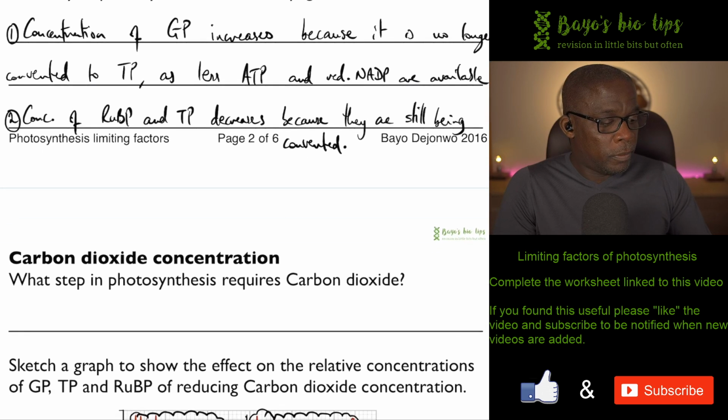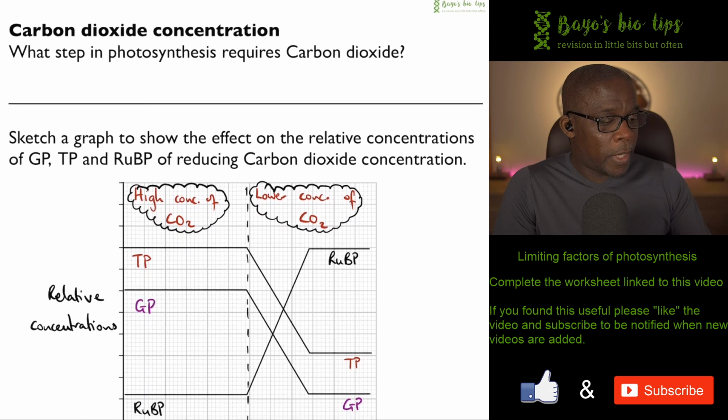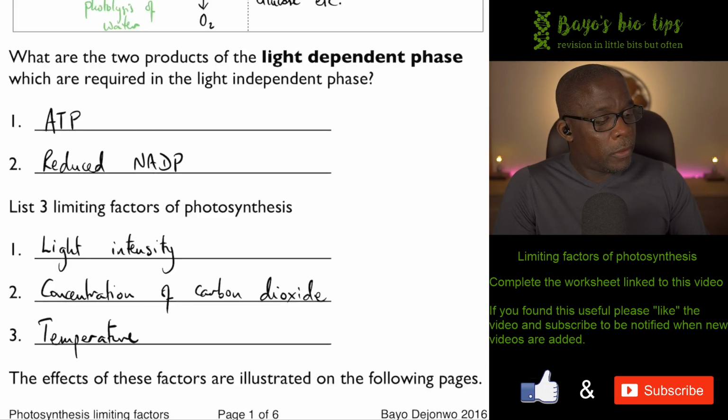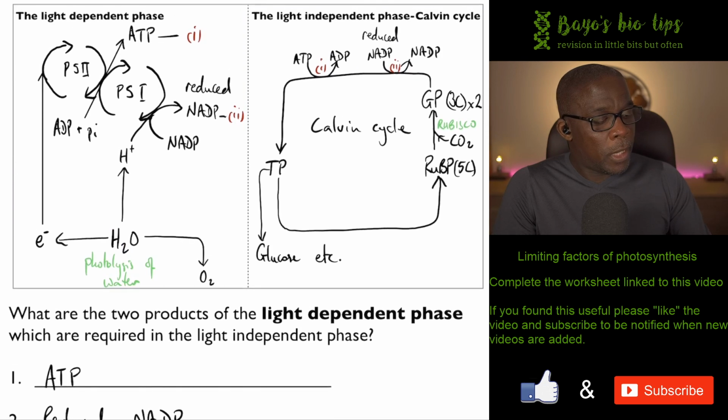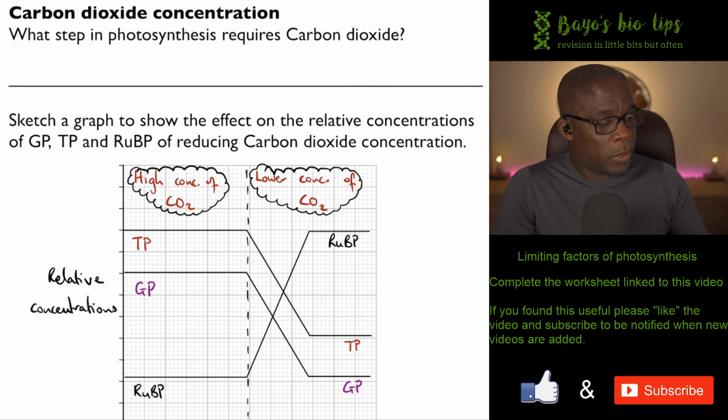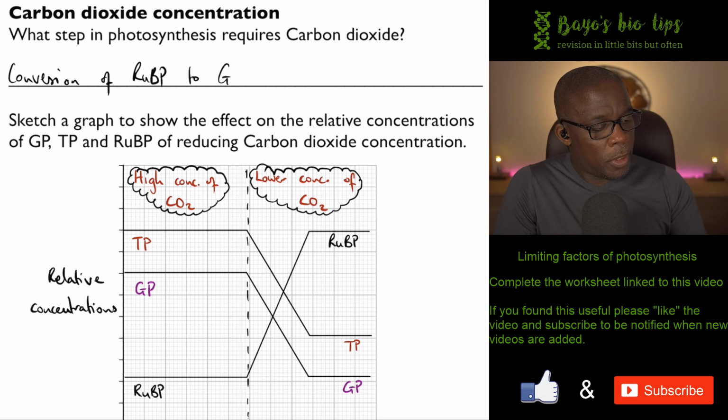Okay, so let's have a look at the effect of carbon dioxide concentration. What step in photosynthesis requires carbon dioxide? So let's go back to our recap. And as you can see, it's the step between RUBP and GP. So what step in photosynthesis requires carbon dioxide? Conversion of RUBP to GP in the Calvin cycle.